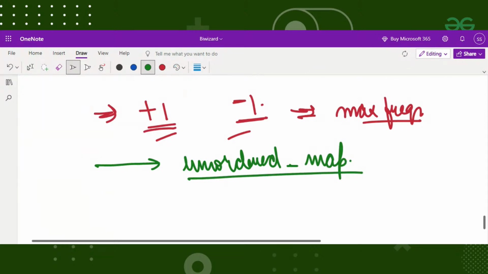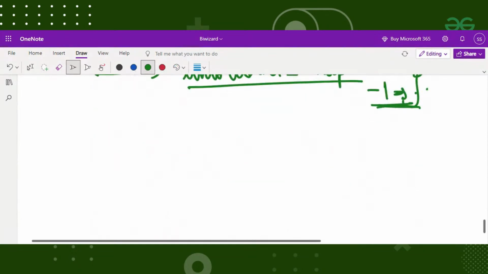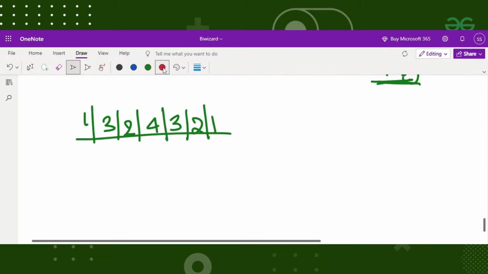Now, how will that unordered map help us? In that unordered map, for every element we will increment it by 1 and store its frequency, and also decrement it by 1 and store its frequency. And then at the end, we will find the number having the maximum frequency. Let us say the array is 1 3 2 4 3 2 1. Now here, if I first try the increment operation on all of the values, I'll get 2 4 3 5 4 3 2.